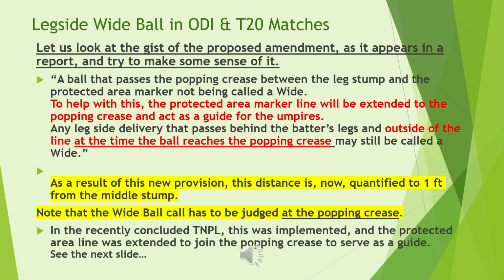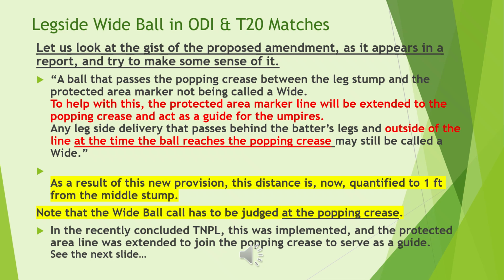Any leg side delivery that passes behind the batter's legs and outside of the line at the time the ball reaches the popping crease may still be called a wide. As a result of this new provision, this distance is now quantified to 1 foot from the middle stump. Note that the wide ball call has to be judged at the popping crease.